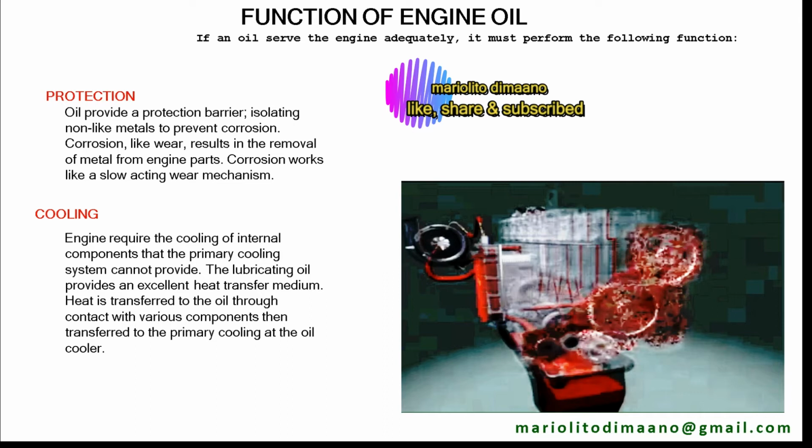Protection. Oil provides a protection barrier, isolating non-like metals to prevent corrosion. Corrosion, like wear, results in the removal of metal from engine parts. Corrosion works like a slow-acting wear mechanism.